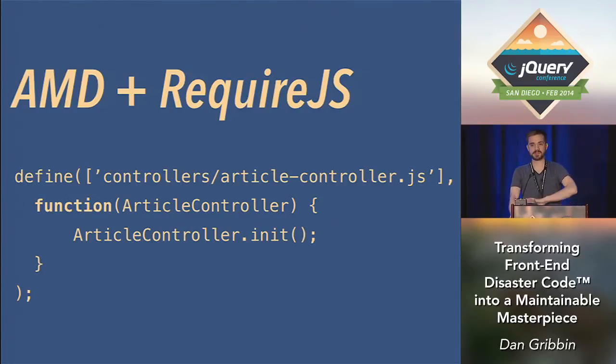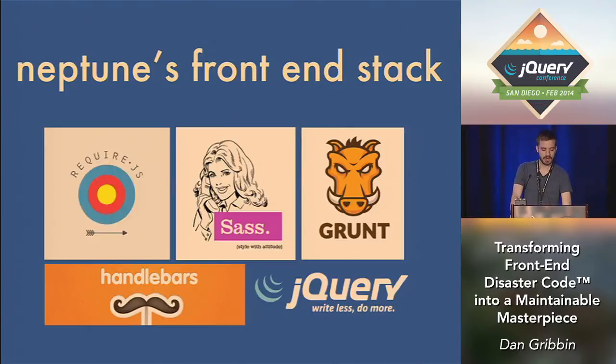So we ripped our JavaScript apart. We put it back together. We grouped related bits of functionality and really geared a lot of it towards reusable components. Here's a look at the main parts of our front end stack. You probably recognize most of these.